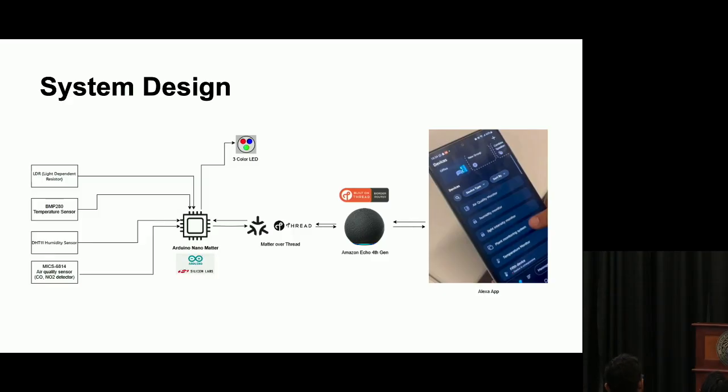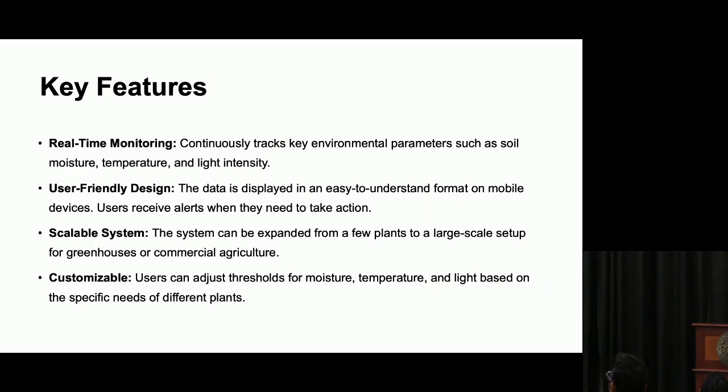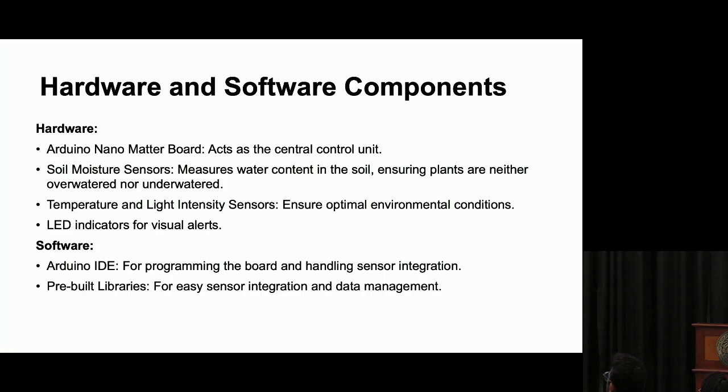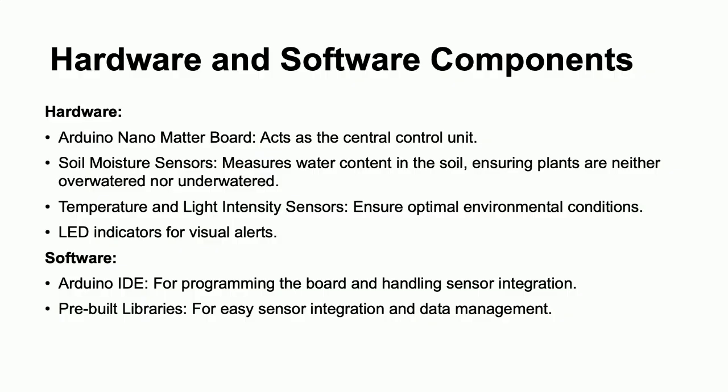As we already got to know the components that we've used in our project, we have the Arduino Nano Matter board, and we measure the moisture of the soil using sensors. We have the light intensity sensor and also the air quality sensors. As a part of actuation, we've used the red, blue, and green LED lights. For the software part, we've utilized the Arduino IDE, and we also utilized pre-built libraries.